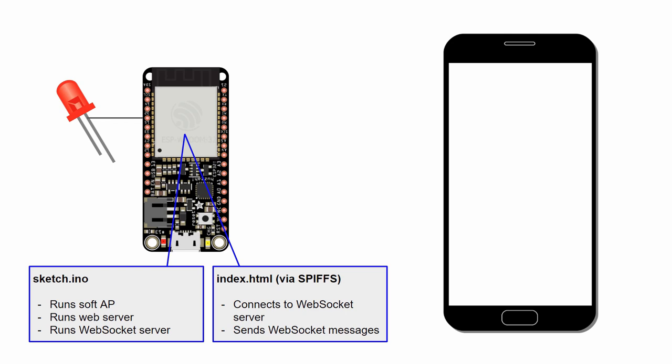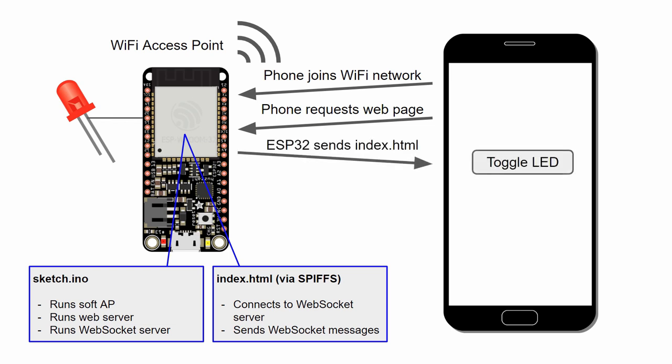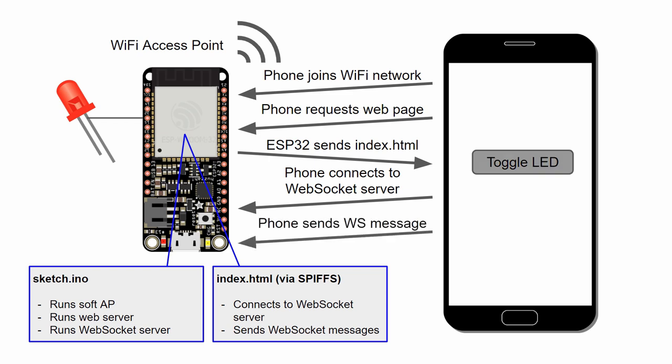When the sketch runs, it will turn the ESP32 into an access point, which broadcasts a Wi-Fi SSID. We'll use our phone to connect to the Wi-Fi access point and then request the index.html page. The ESP32 will respond by sending over the HTML page, which the phone's browser will render. Part of this page will include some JavaScript that will instruct the phone to immediately connect to the ESP32's WebSocket server as soon as the page loads. Then, whenever we press the button on the page, it will send a WebSocket message to the ESP32. The ESP32 will interpret this message and toggle our LED.